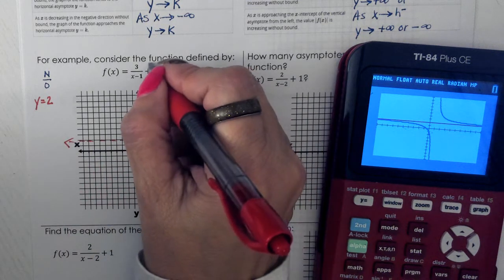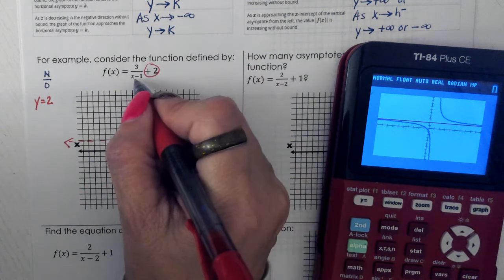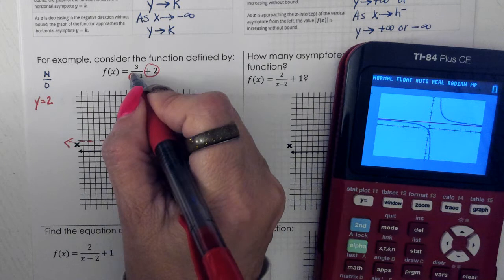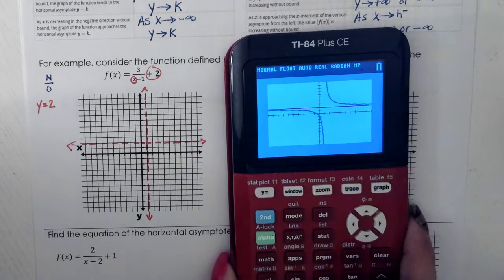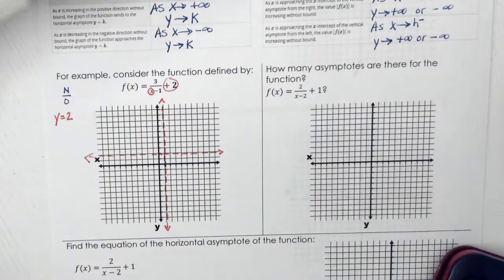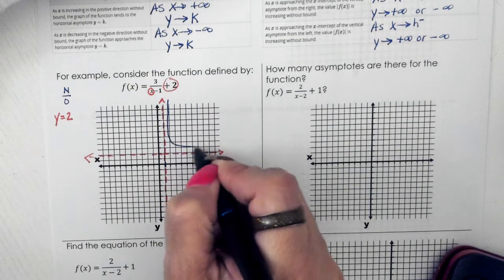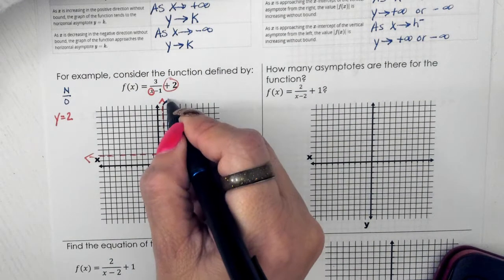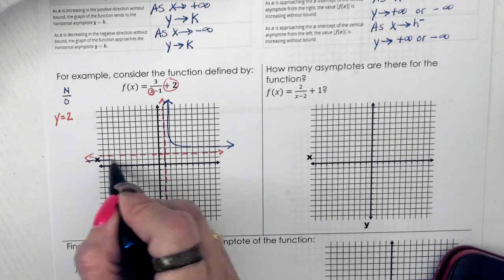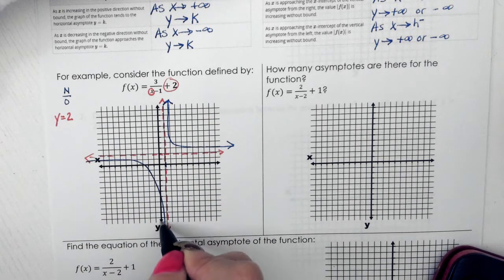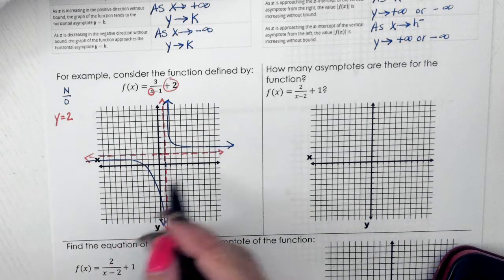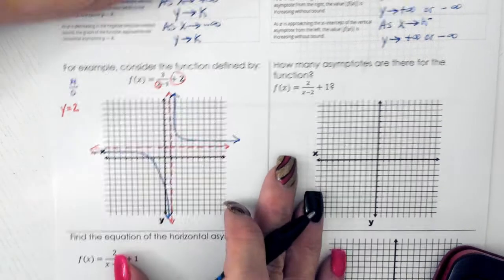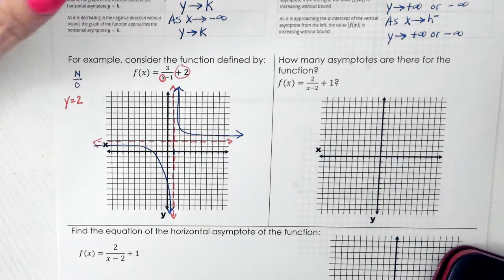So again, this was my horizontal, and this is what I looked at to get my vertical. Other than that, I'm going to graph it. So it's going to go like this, and it's going to go like this. Now, I know my intercepts are not right, and my pen is dying, but anyway, you get the idea.